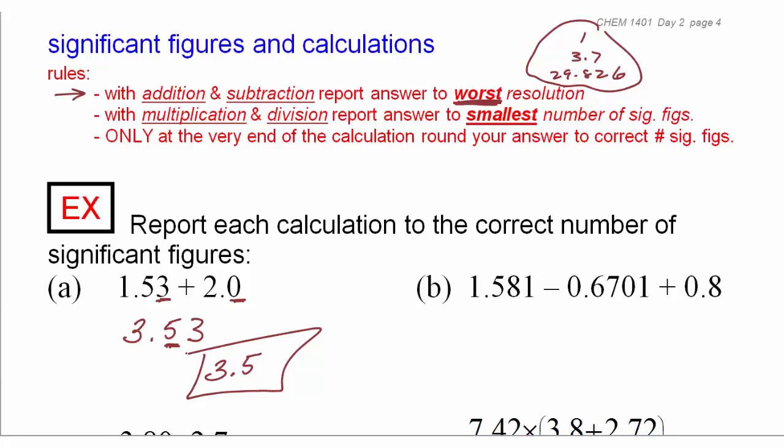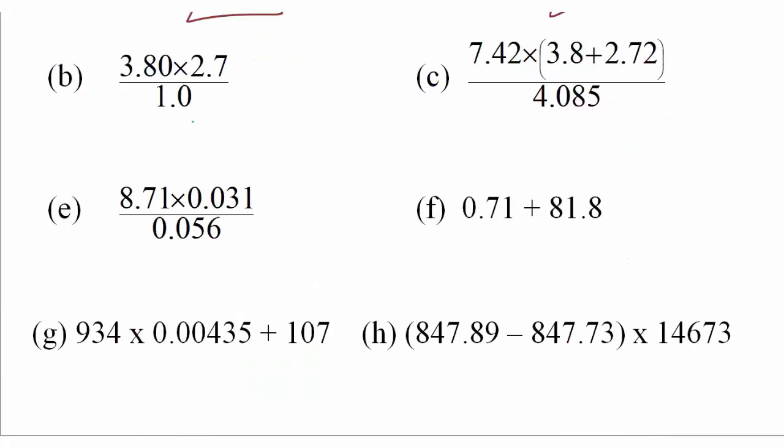The next one. We're adding and subtracting. Which measurement has the worst resolution? Tenths place. Right? So report your answer to the tenths place. Do everything on the calculator. 1.581 minus 0.6701 plus 0.8. I get about 1.7109. But I have to report my answer to the tenths place. So 1.7. So go ahead and try these and see if you get the same answer as what I'm going to get.